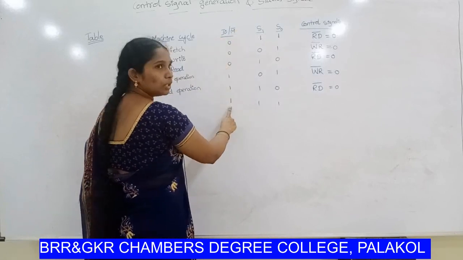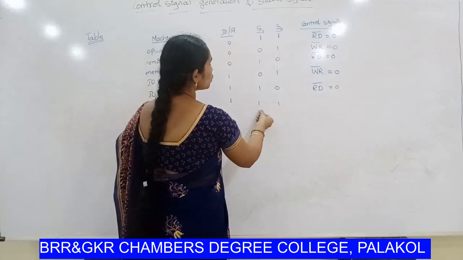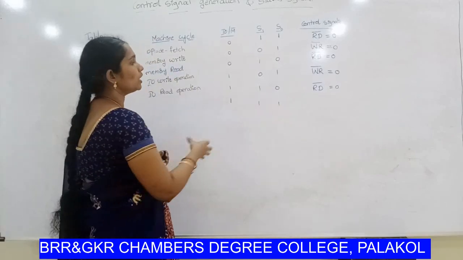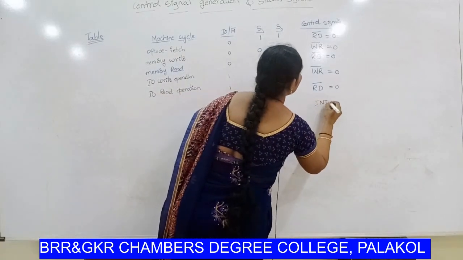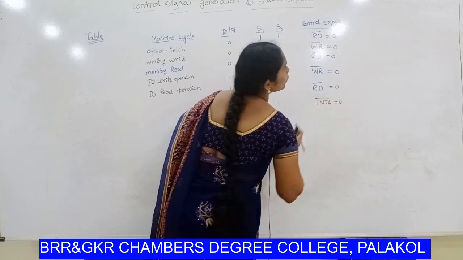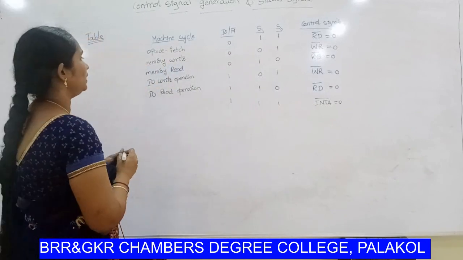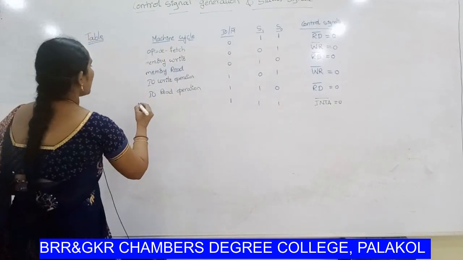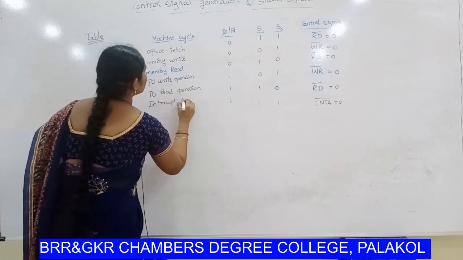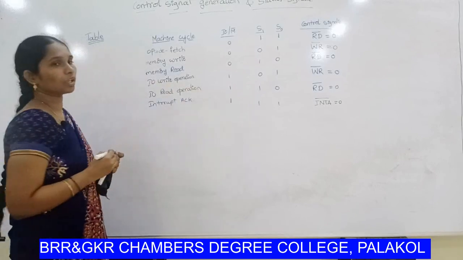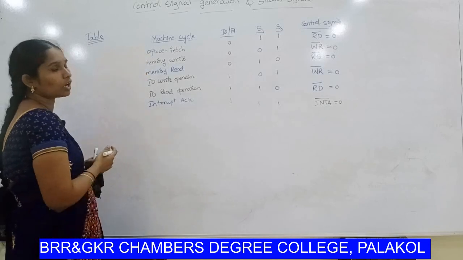And next, IO by M bar is equal to 1. That means it is an IO operation. So here this is 1 1. Actually 1 1 is a fetch operation, but it is an interrupt, INTA bar is equal to 0. That means in this case it will perform the interrupt acknowledgement. So here it is an interrupt acknowledgement.